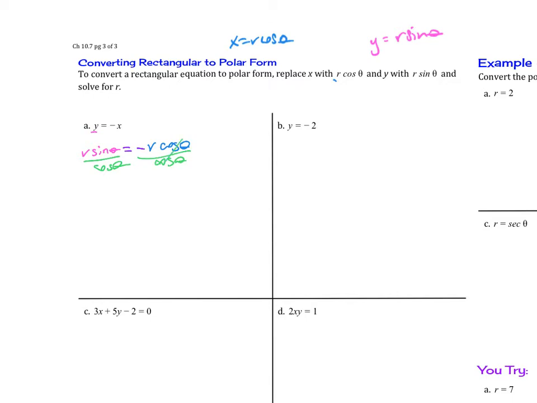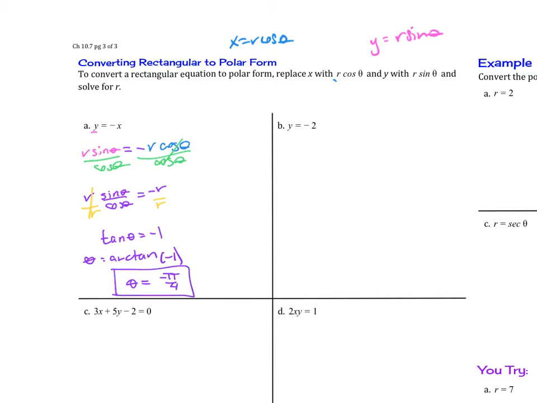So now we have r times sine of theta over cosine theta, and that equals negative r. So let's just divide by r on both sides. And so sine over cosine, I hope you remember that is tangent of theta. And then we have r over r, so that's going to be negative 1. Then let's take the arctangent because we want theta to be by itself. So theta equals arctangent of negative 1. And in this case, it leaves it as negative pi over 4.